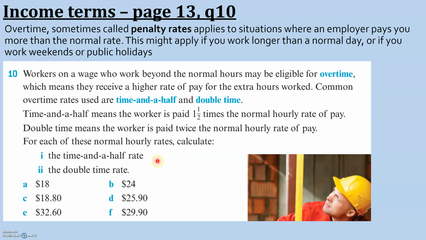So the time and a half rate. So let's say you're paid $18 normally. So time and a half rate would be, we take half of $18, which is 9, and we add that onto there. So 9 plus 18 gets us to what? 27. So the time and a half rate, if you're normally paid $18, is $27 per hour. And the double time rate, of course, would be double this amount. So pause the video here and go through these questions.